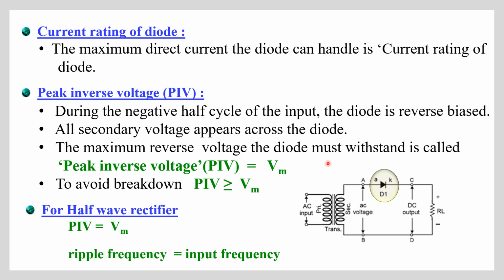Whenever you are selecting the diode for rectification, you need to check the PIV rating of the diode. The peak amplitude of the applied input voltage should be less than the PIV rating. So the PIV rating should always be greater than Vm. For half wave the peak inverse voltage is equal to Vm. The ripple frequency is equal to the input frequency.